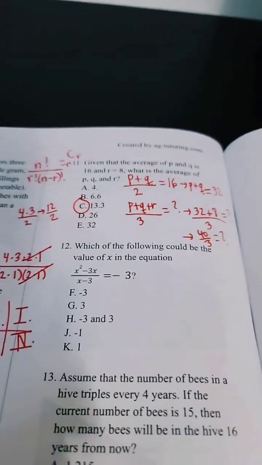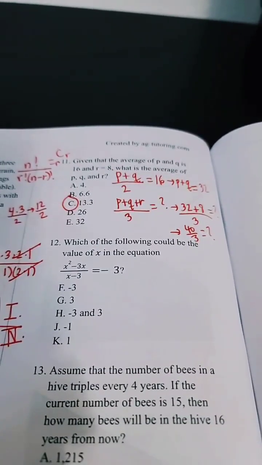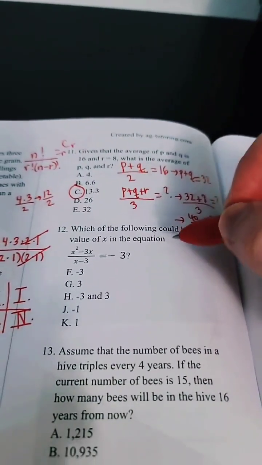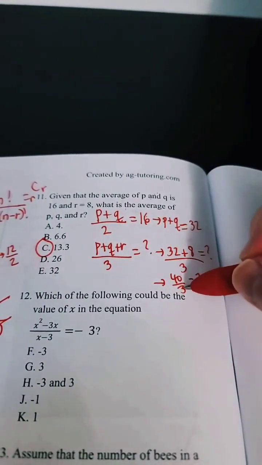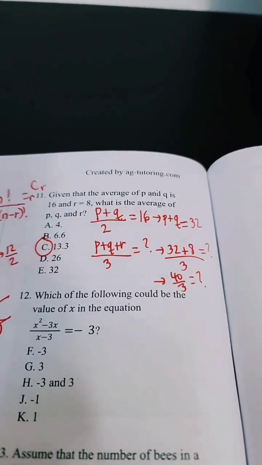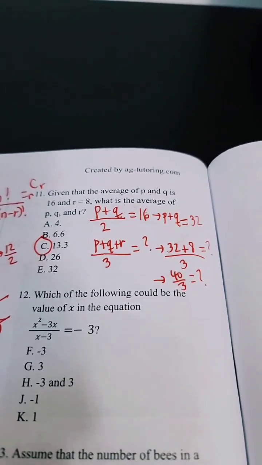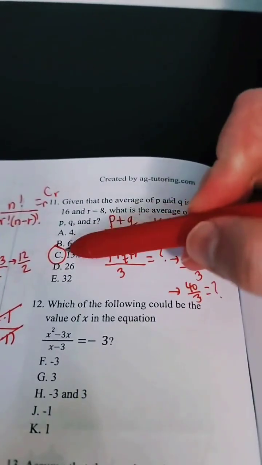Okay, so let's go to number 12. It says, which of the following could be the value of x in the equation? So someone said, how is it C? So 40 divided by 3, just do that in your calculator. I mean, you can do it by hand if you want to, but this is the ACT, you have your calculator. And it's going to be 13.3333 forever. So the closest one would be C.